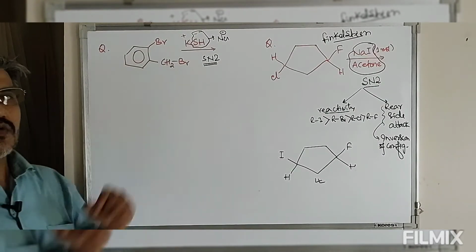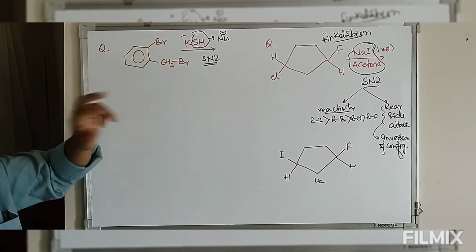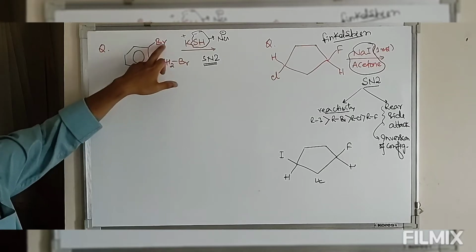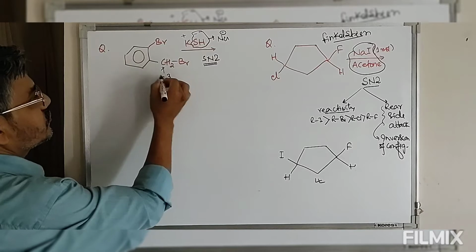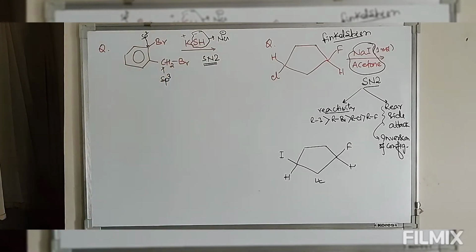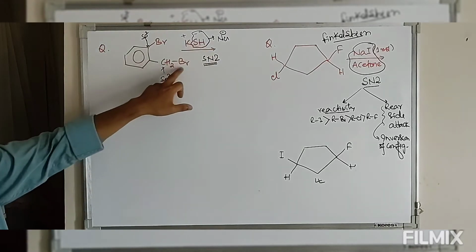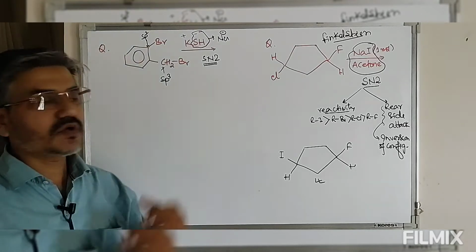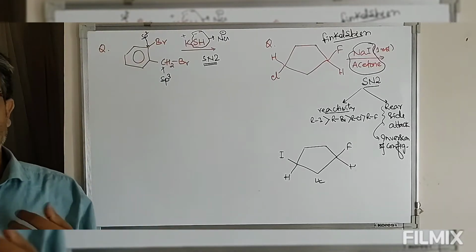In this bimolecular substitution reaction, we have two carbon halogen bonds. This is an alkyl halogen bond. This is an aryl halogen bond. So now look at this. This carbon is sp3. This carbon is sp2. So now we have this option: either substitution has to take place at this bond, or substitution has to take place at this bond. In the earlier problem I have just mentioned that aryl halides do not undergo substitution reaction.